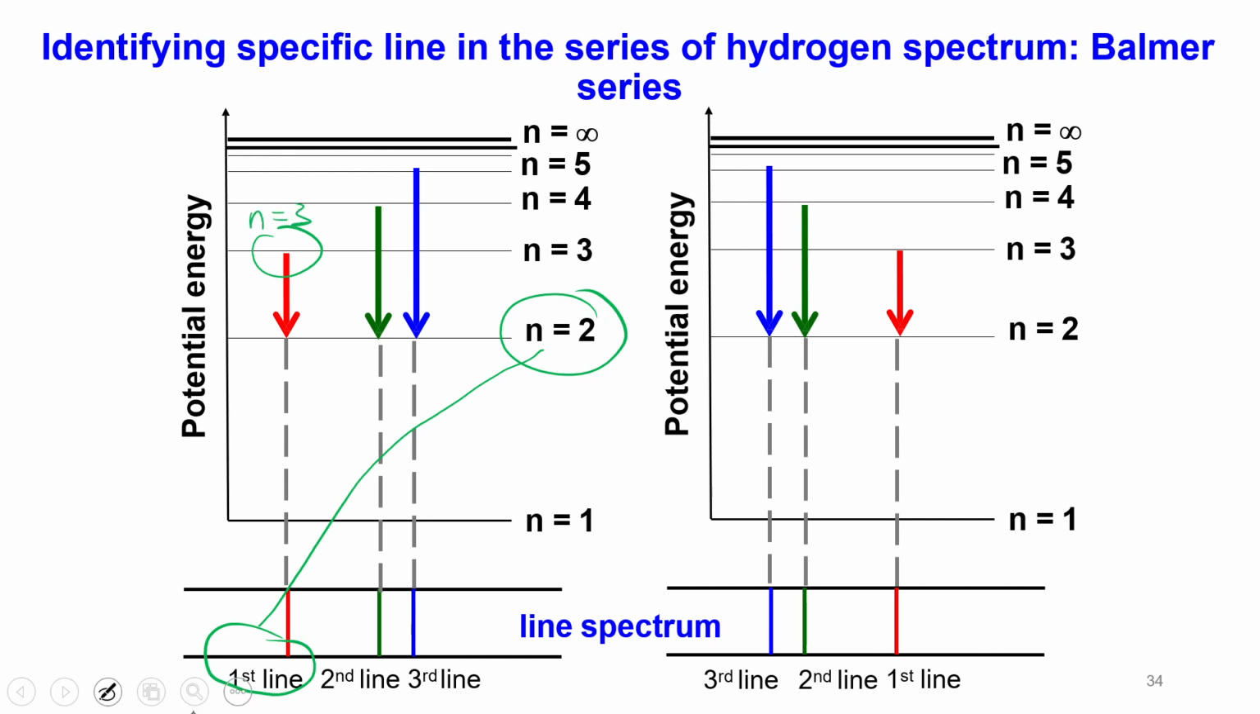So kalau untuk second line, so second meaning 2. So 2 plus 2 akan jadi 4. N equals to 4. So kalau third line, so third line refer to 3. So 3 plus 2 ialah 5. So dia akan start dengan 5.